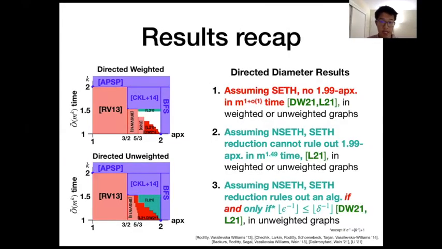Okay, so again, let's recap our results before moving to the proofs. Our main result is that assuming SETH, there's no better than 2 approximation in near linear time for diameter in directed graphs. So the simple 2 approximation from the triangle inequality is optimal. And then there are these non-hardness results based on NSETH that say that in certain settings, SETH reductions can't rule out algorithms.